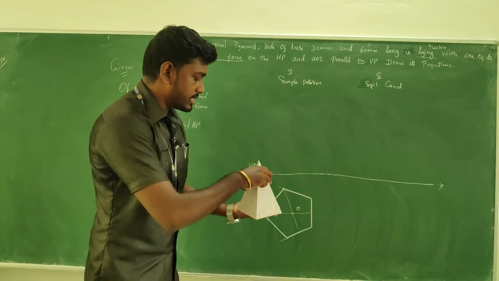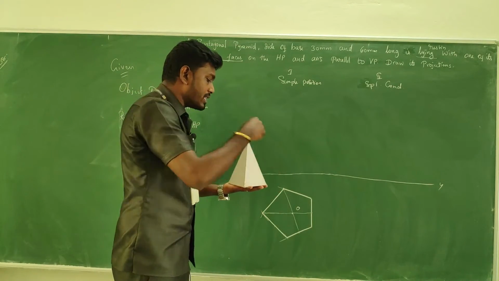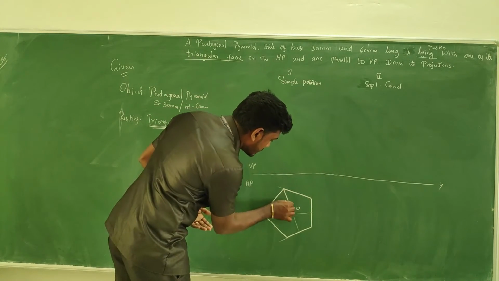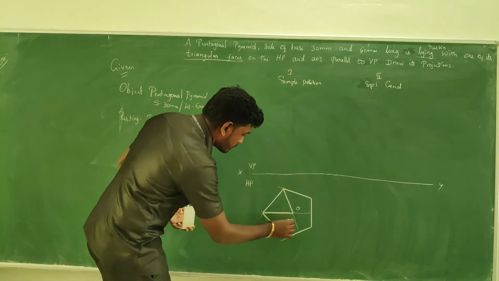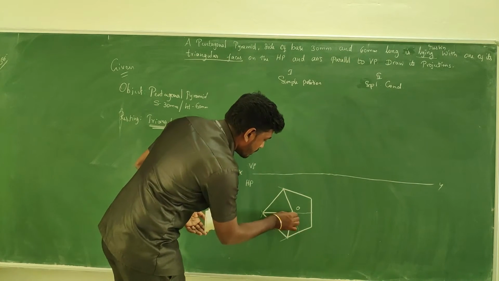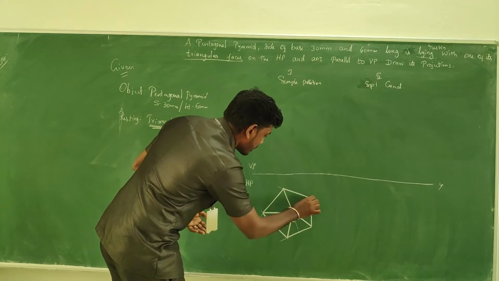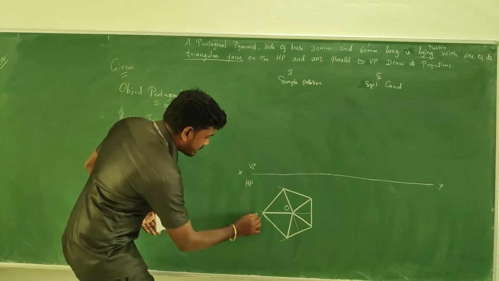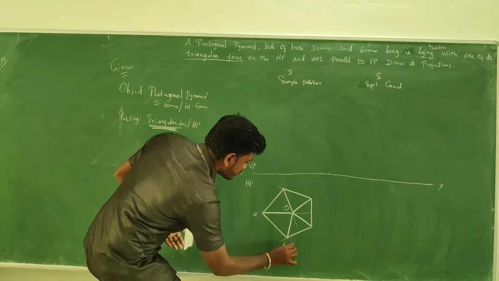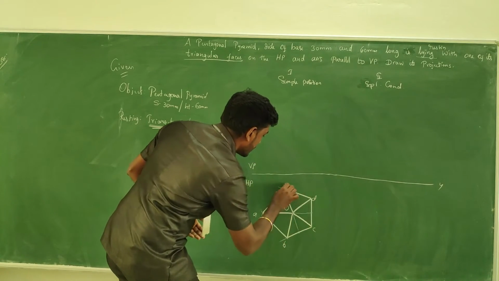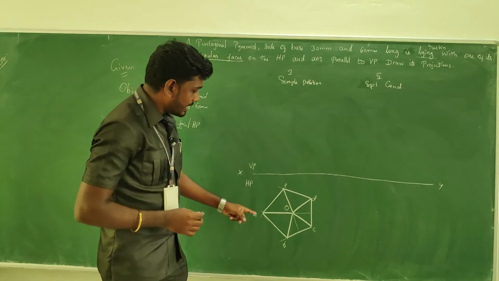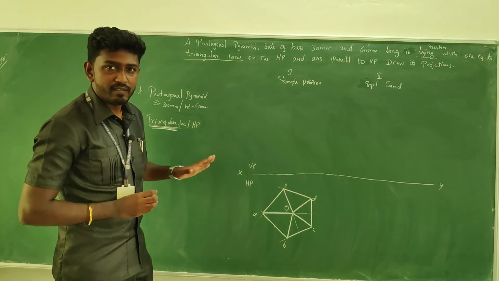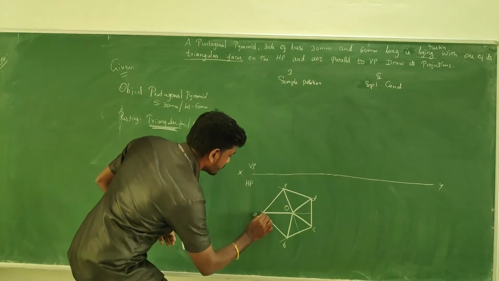When you are keeping the object like this and getting the observation, all the slant edges are visible. So make all the slant edges dark. If you label the base, this is A, B, C, D and E. All the slant edges O to A, O to B, O to C, O to D, O to E are visible. Go to the front view.